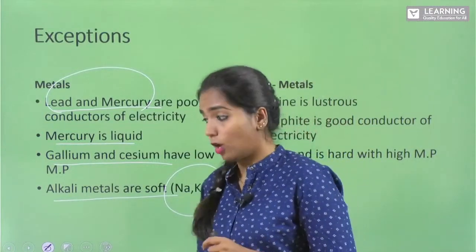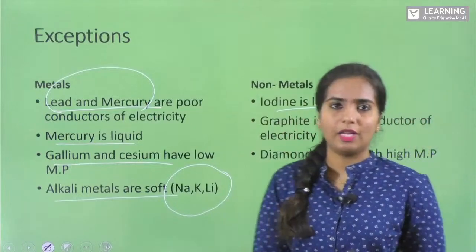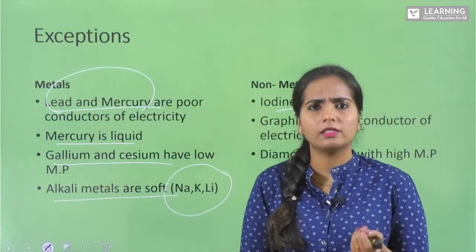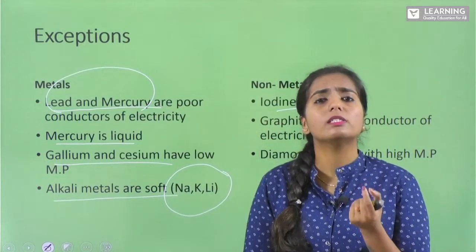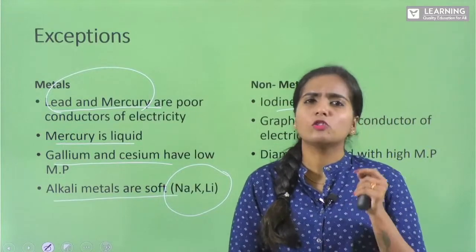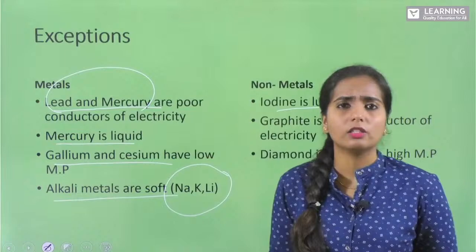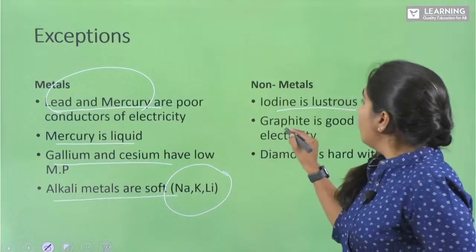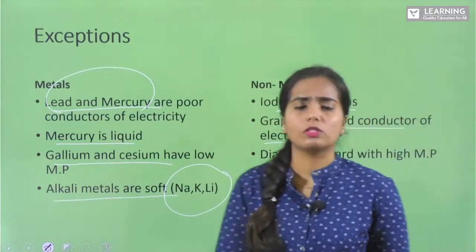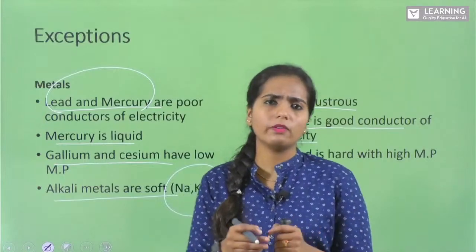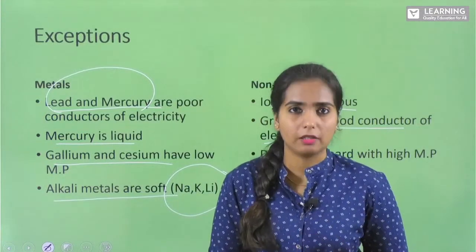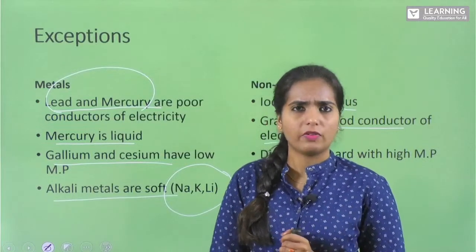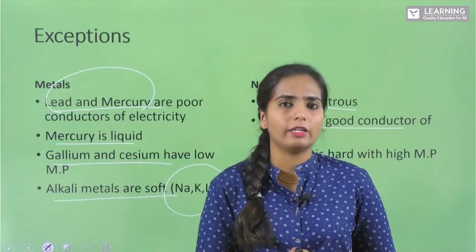Okay, let's move on to non-metals. Iodine is lustrous. You might have seen iodine, right? When you look at iodine, you can see it is shiny in nature. Non-metals are usually not shiny, right? There is one exception, that iodine is lustrous. Followed by graphite, which is a good conductor of electricity. Graphite is basically a non-metal, but it is a good conductor of electricity. Usually non-metals are bad conductors of electricity, right? But graphite is a good conductor of electricity.